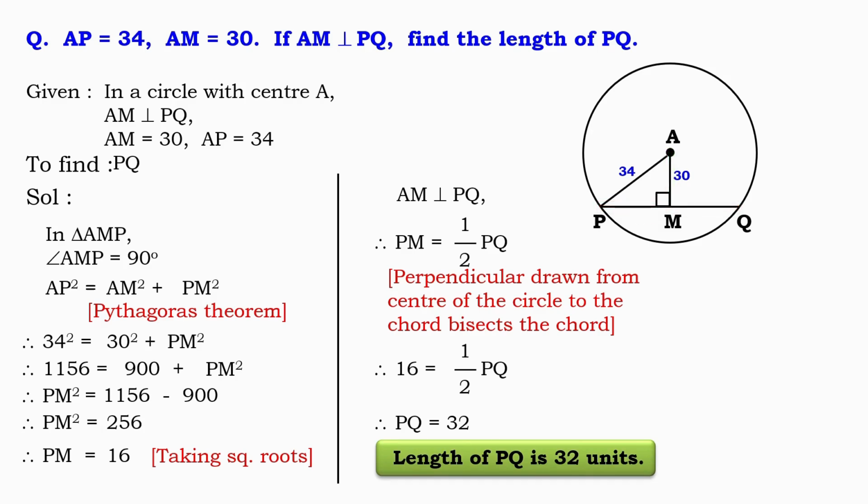Since no unit is mentioned, for the final answer you should write that the length of PQ is 32 units. Nothing mentioned means you will write just the units, not centimeter or meter or anything.